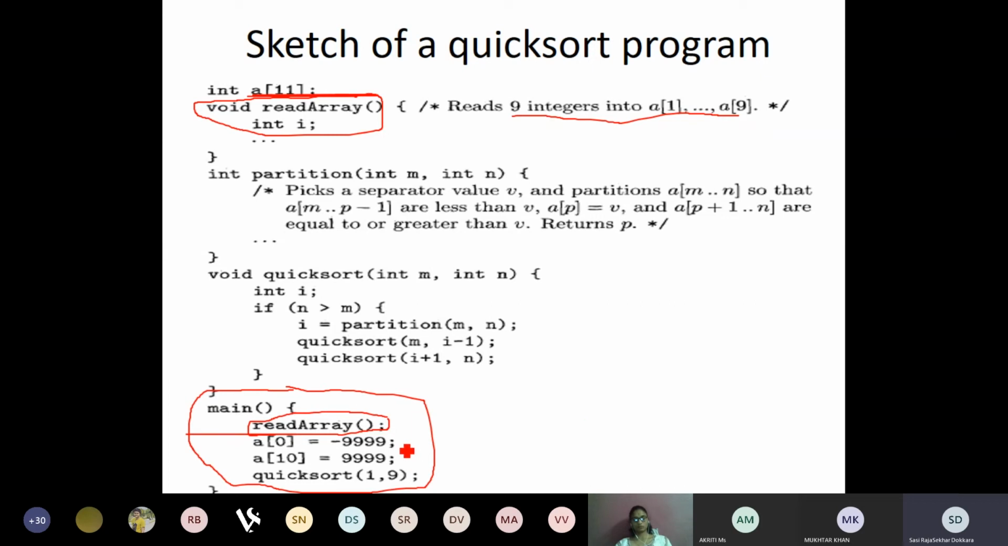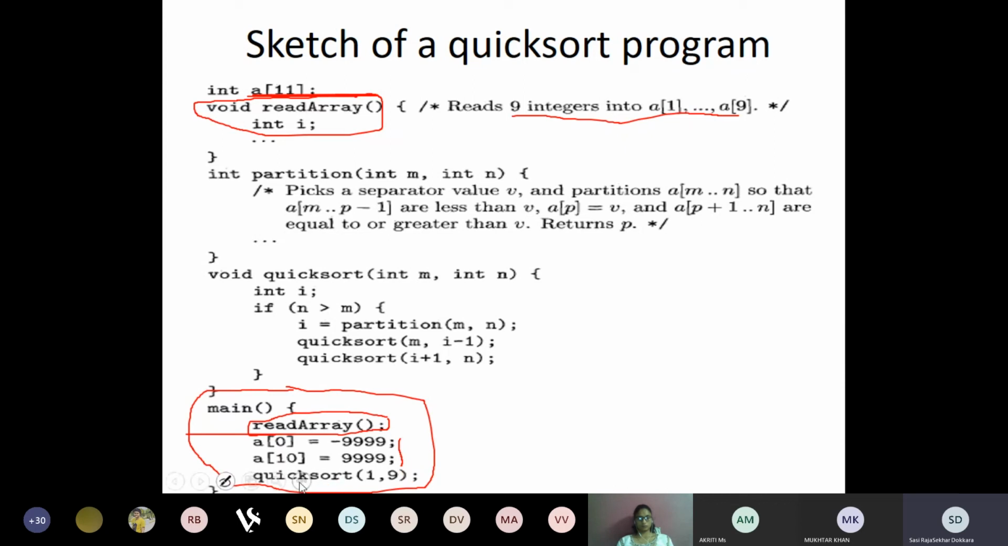And after it has returned, we keep a of 0 as -9999 and a of 10 as 9999. Why? Because we want a of 0 to be the smallest possible value and we want a of 10 to be the biggest possible value, because we are trying to sort the given array. Therefore a of 0 and a of 10 are assumed to be the smallest and the biggest ones.